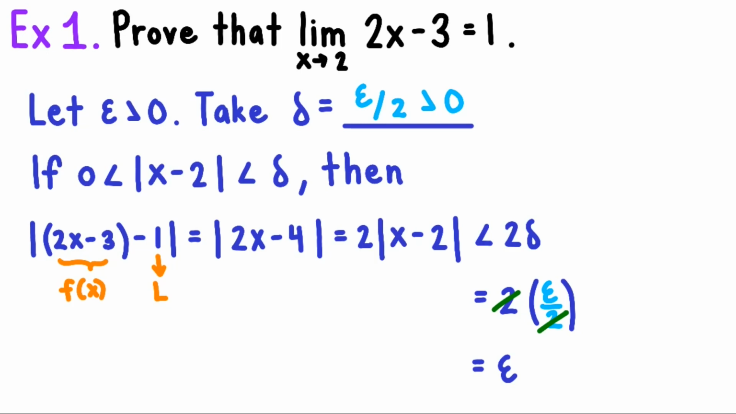So we have shown that for all epsilon greater than 0, there exists delta, which is equal to epsilon over 2, which is positive, such that if the absolute value of x minus 2 is between 0 and delta, then the absolute value of f of x minus L is less than epsilon. So this ends our proof. And so that is how we apply the formal definition of limits.